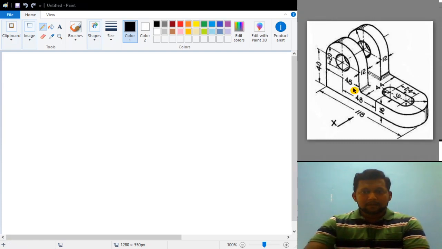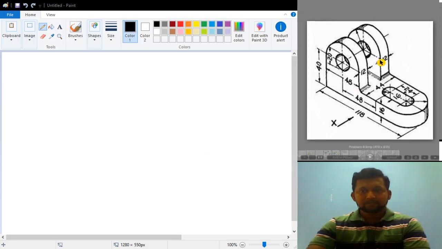Okay, this is your problem number 6. By seeing this figure, I don't know how you feel, but it is a very simple problem. We can see that the length is 118 and the breadth is 44, the total height is 40, and this distance is 48.